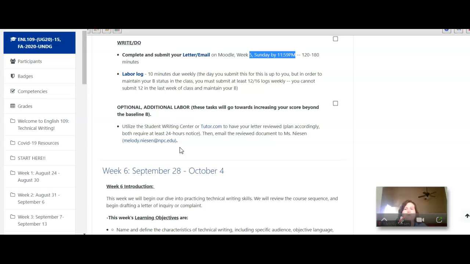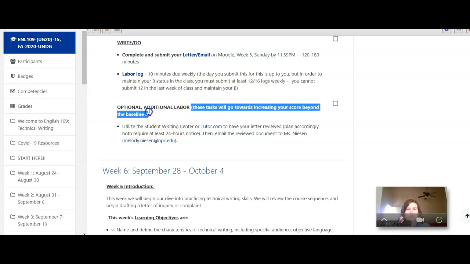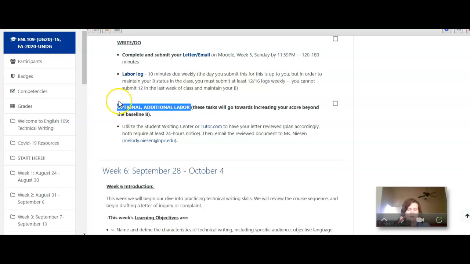For this assignment, you do have some optional additional labor, so this is not required, but the task will go towards increasing your score beyond the baseline B. You can utilize the Student Writing Center or tutor.com to have your letter reviewed, and please plan accordingly because both require at least 24 hours to get the essay reviewed and then sent back to you.